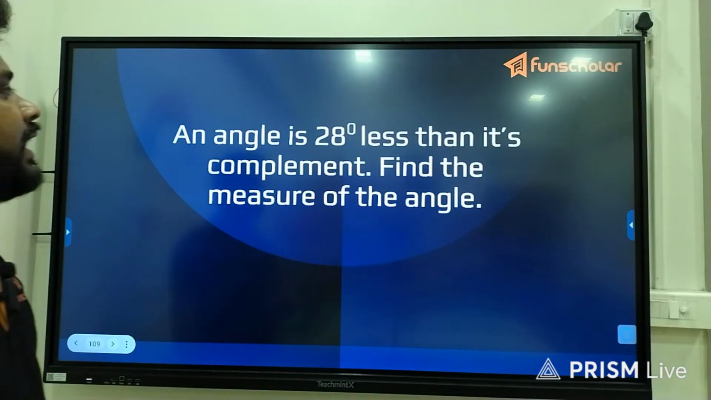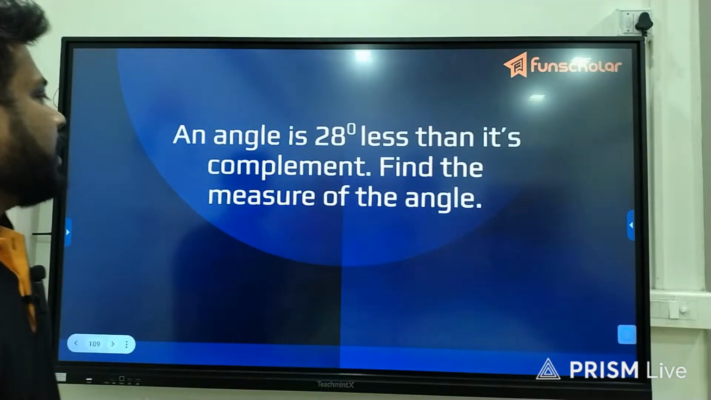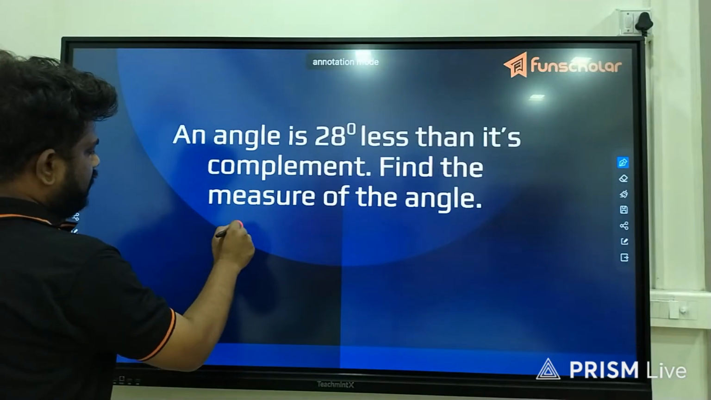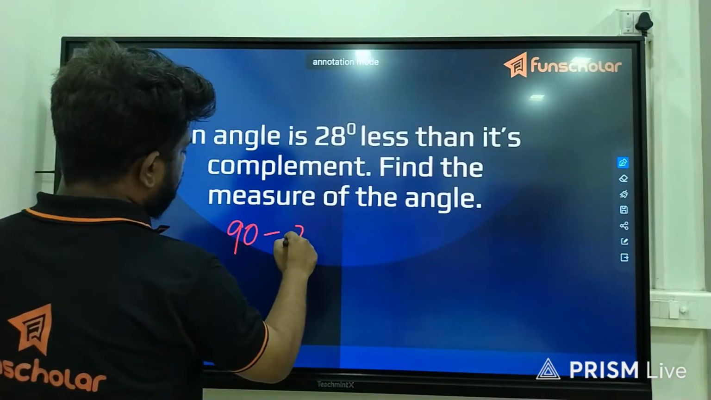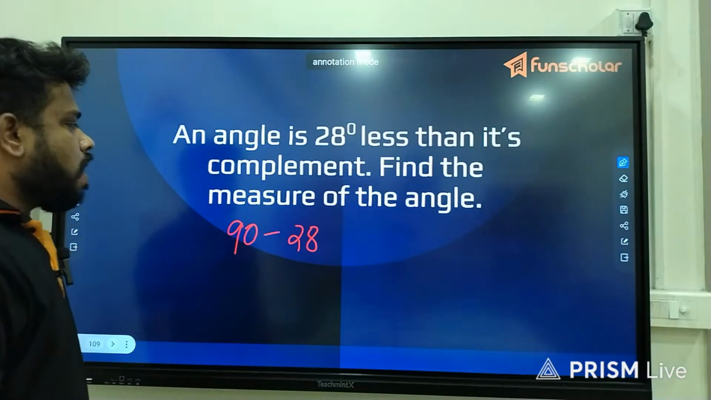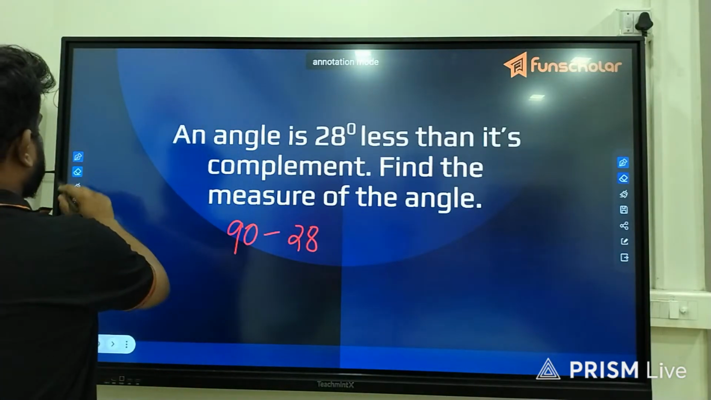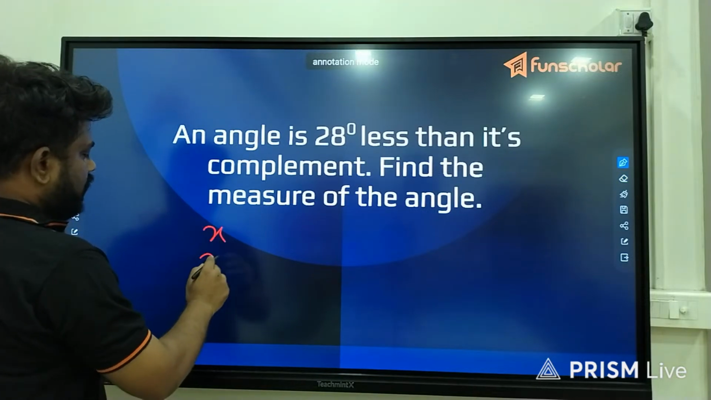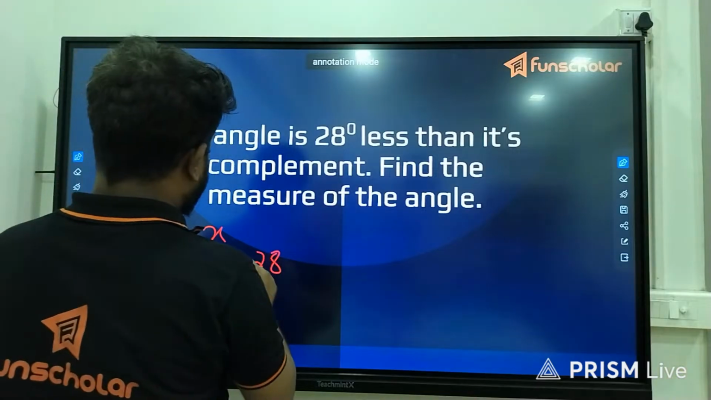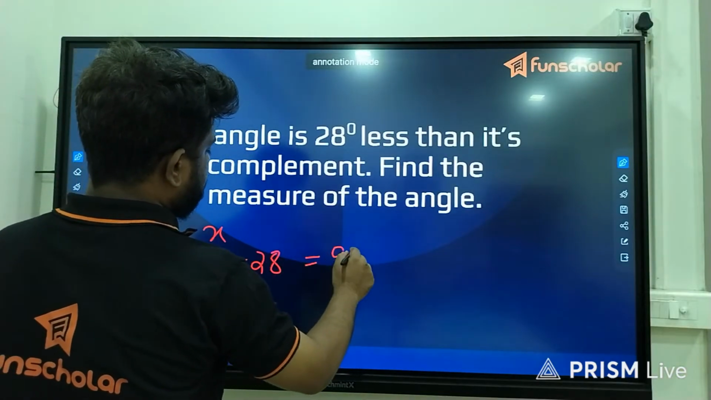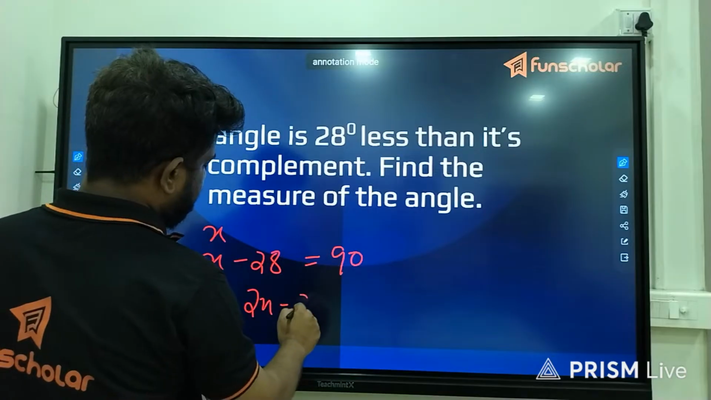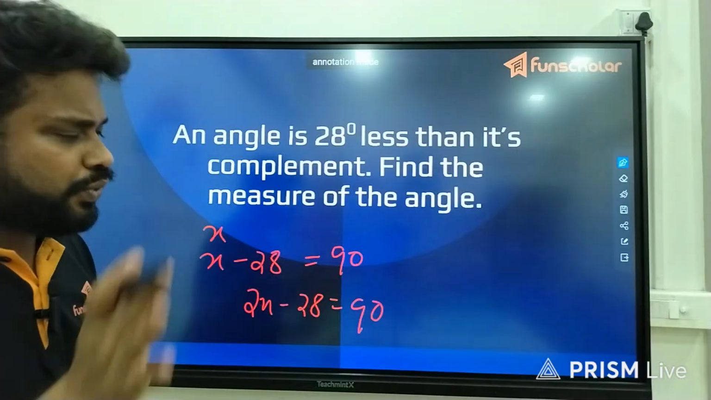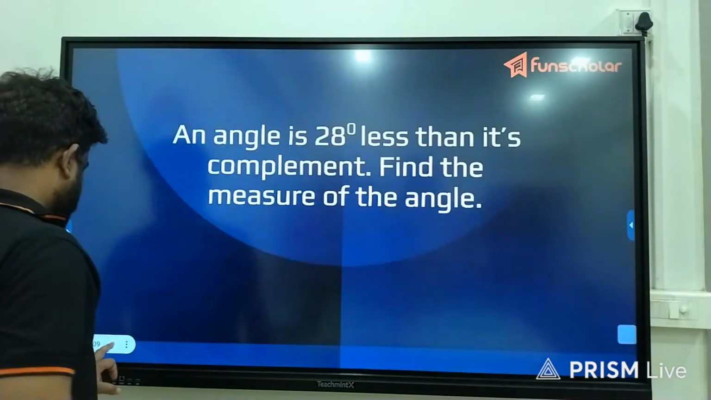An angle is 28 degrees less than its complement, find the measure of the angle. It's a very simple one. You can solve this like: if one angle is x, the other will be x minus 28, and the sum of these two is 90. So 2x minus 28 equals 90, and you have to solve this for x. You guys can do it. Okay, next.